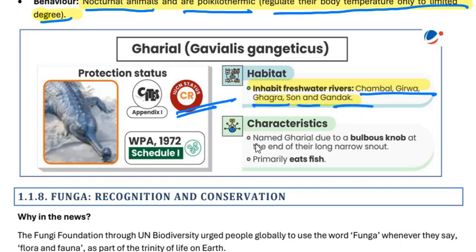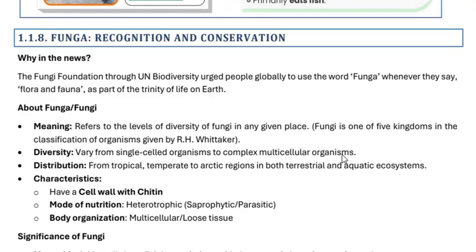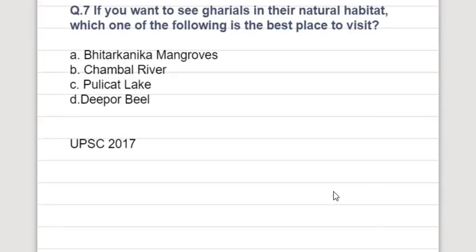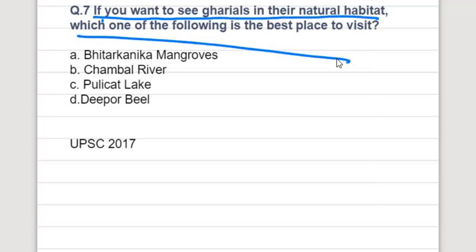The characteristic name gharial is due to the bulbous knob at the end of their long narrow snout. It primarily eats fish. Let's look into a question asked in 2017 UPSC. The question is, if you want to see gharials in their natural habitat, which of the following is the best place to visit? Bhitarkanika Mangrove, Chambal River, Pulicat Lake or Deep Beel? This is Chambal River. Chambal River is the best place to visit.